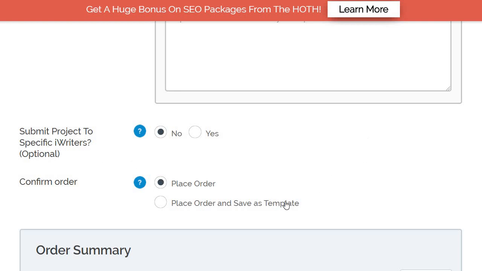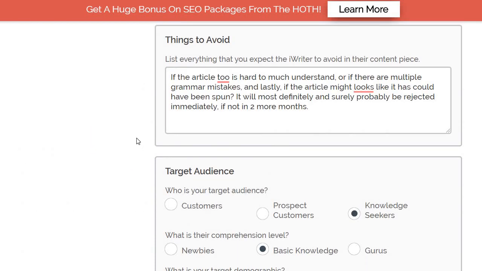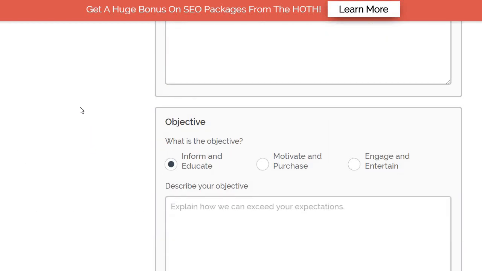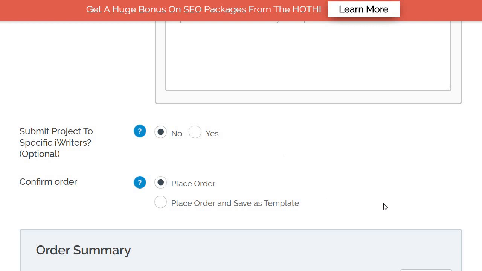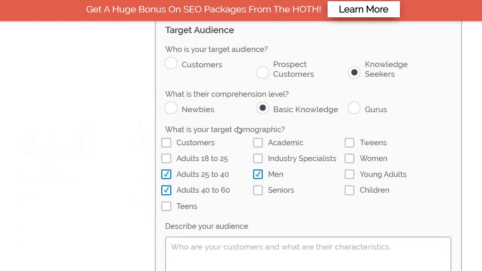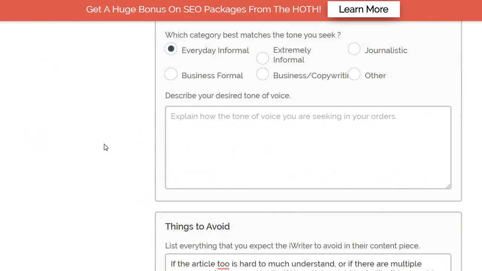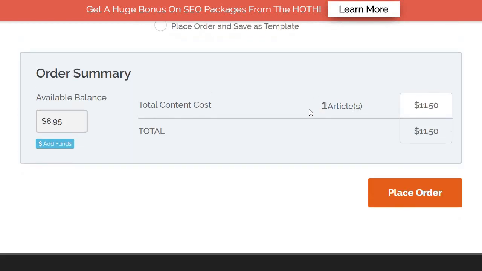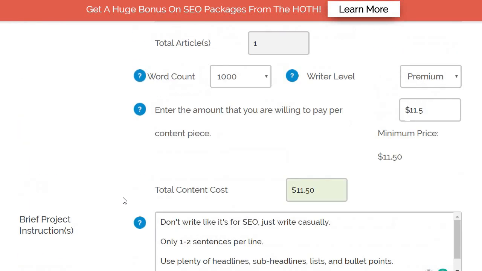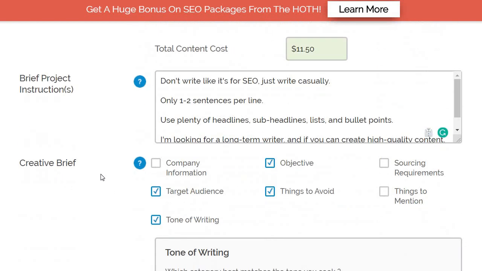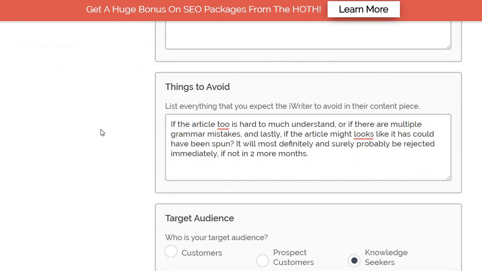Then of course, this is very helpful. If you want to save something as a template, so for example, you write all of this in and you're going to be writing multiple articles in the niche, you can save it as a template, then just change the keyword, and a lot of this is going to pretty much stay the same, so it's going to save you a lot of time. Then of course you place order, and then what I like doing, if someone just breaks so many of these things to avoid, or it says they just created it and didn't even look at any of these, I'm just going to reject them. I want no part of them.